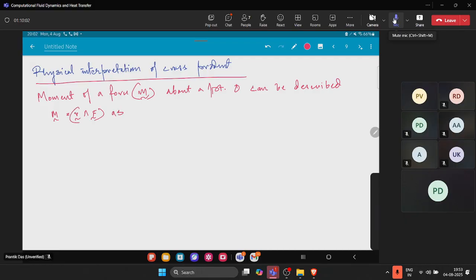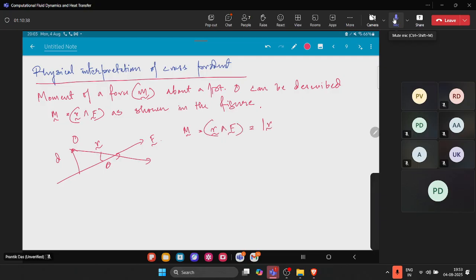As shown in the figure, this is a distance d, this is the origin O, and this is the direction of the force, this is a radial vector, and theta is the angle between the F vector and the r vector. So the moment you are getting is basically r cross F, which is basically magnitude of r, magnitude of F, sin theta n cap.